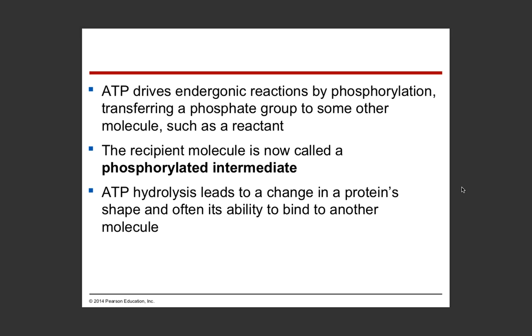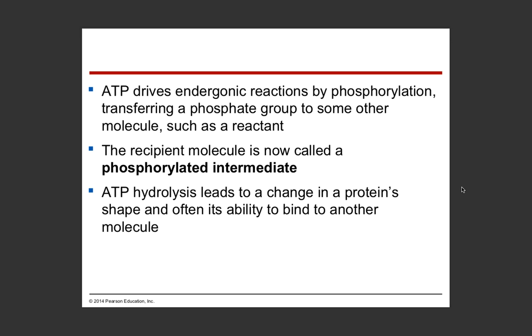So ATP drives endergonic reactions, so input of energy, by phosphorylation. It's transferring a phosphate group to some other molecule, usually a reactant. ATP with 3 phosphates donates a phosphate to phosphorylate something else that does not necessarily have a phosphate. The recipient, typically the reactant, is called the phosphorylated intermediate.